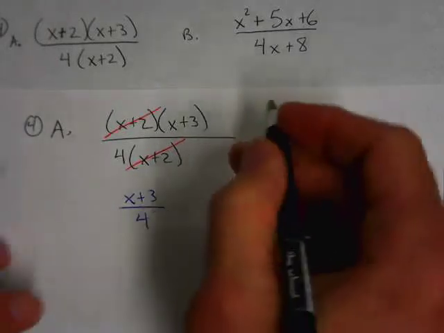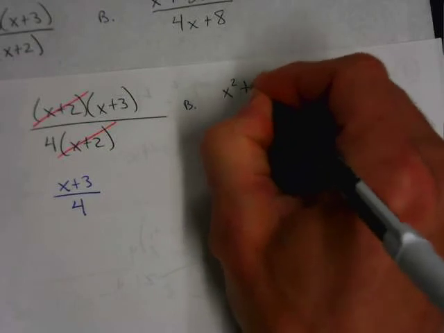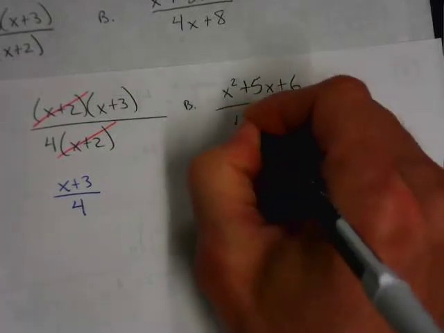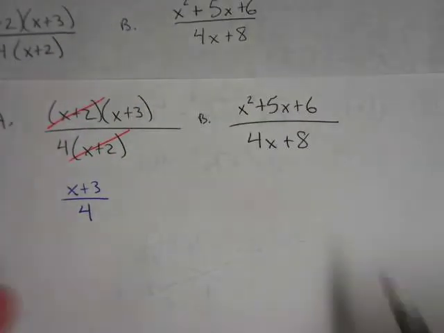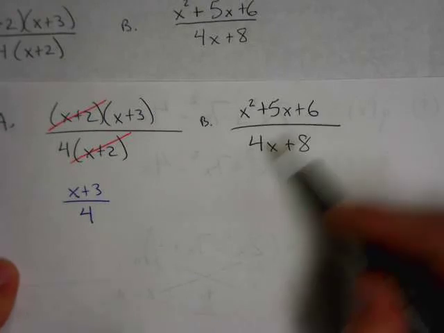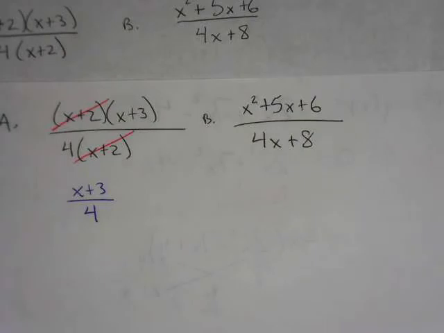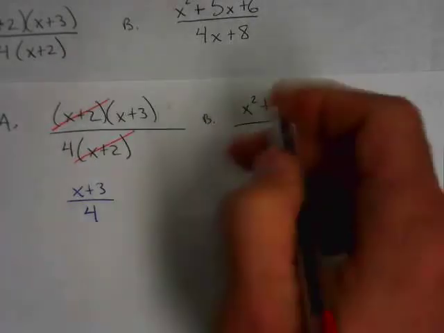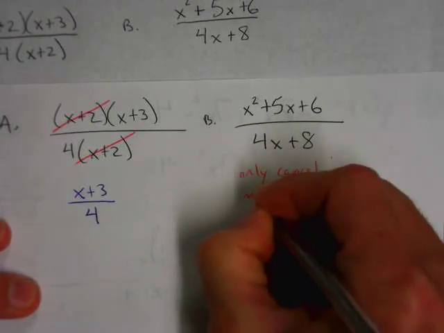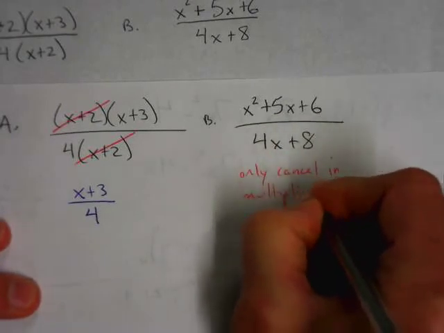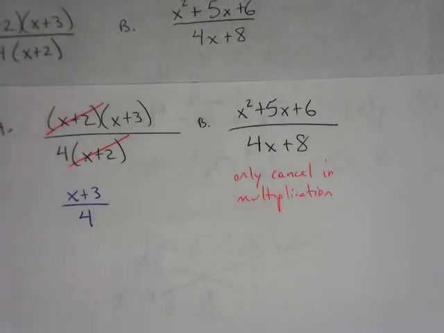So now we look at 4b. This one looks a little bit more complicated. Here's a couple of things that we cannot do. What we can't do is say, well, 6 and 4 are both divisible by 2, so we can divide those, or the x and x. Remember, we can't cancel in addition. We can only cancel in multiplication. So here's that note again: only cancel in multiplication.